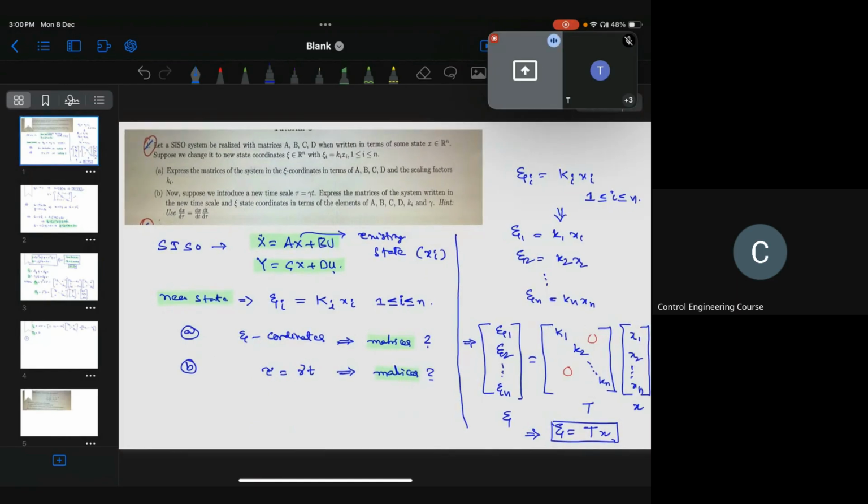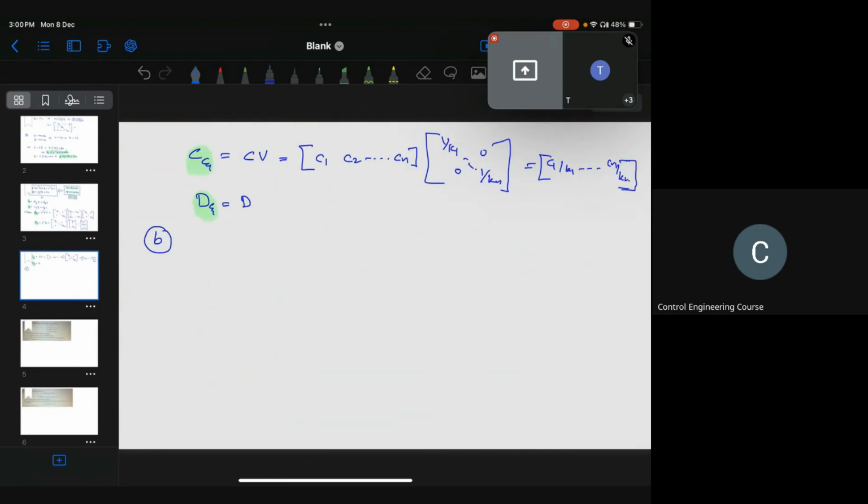So the second question is, suppose now we are introducing a time scale of tau is equal to gamma t. So when we introduce this, what will happen to the matrices again? Some hint is given: dx by d tau as dx by dt, dt by d tau. So a new time scale of tau is equal to gamma t is given. So from here we could write t is equal to tau by gamma.